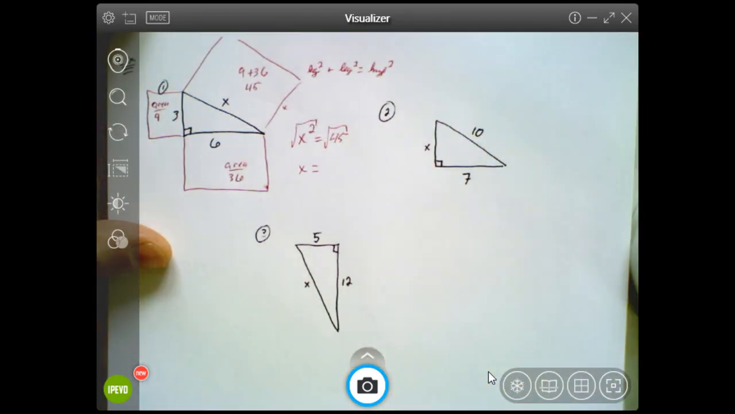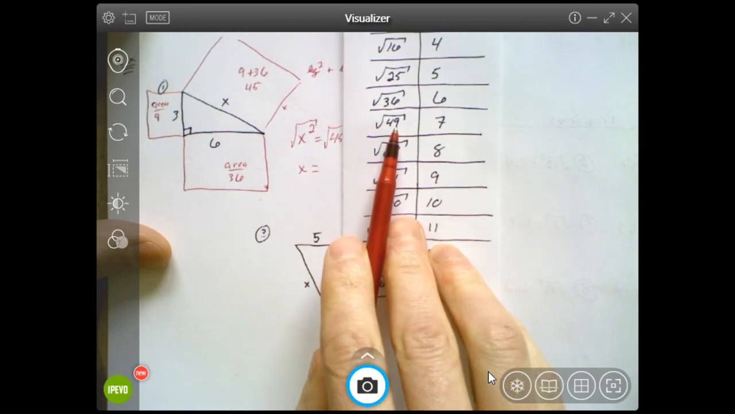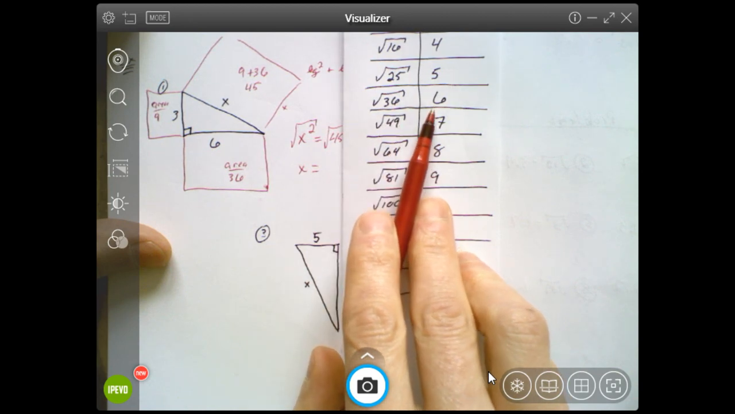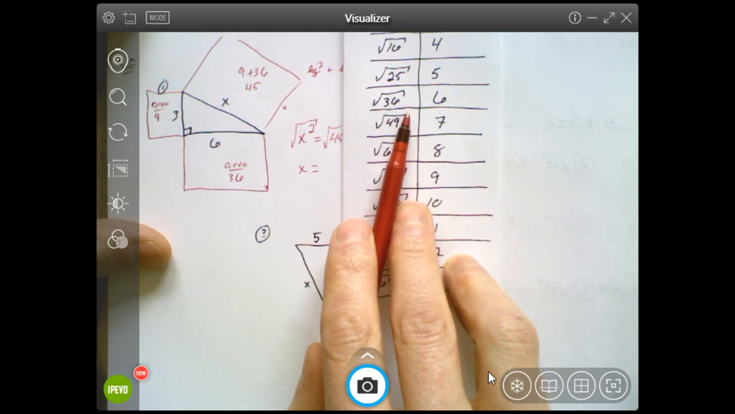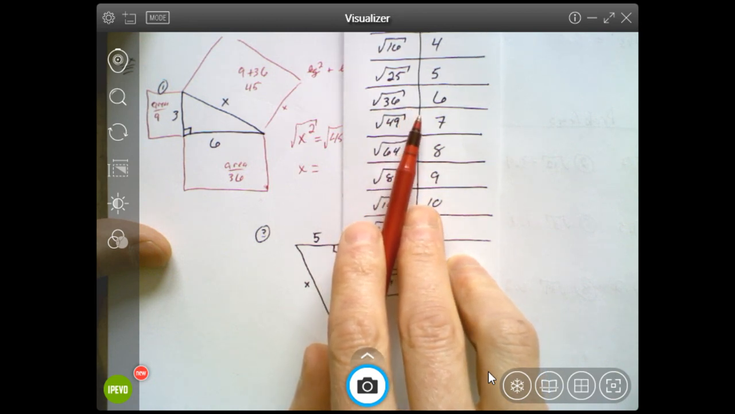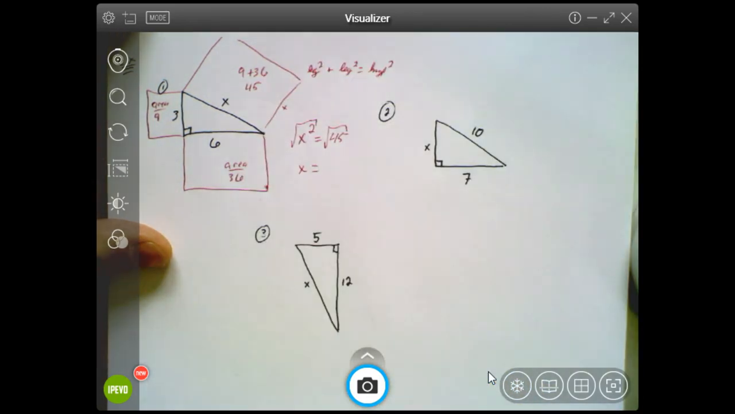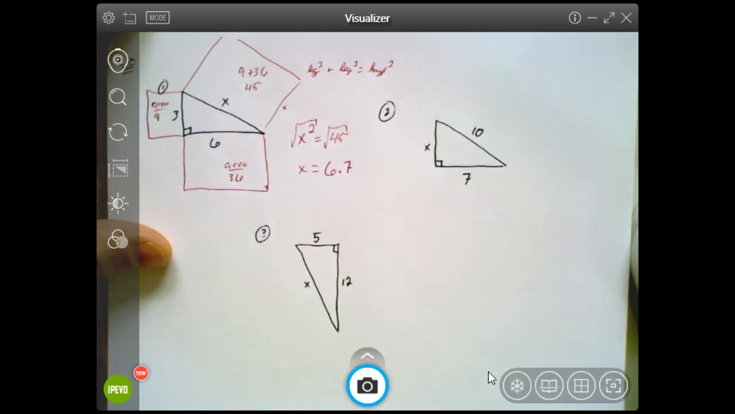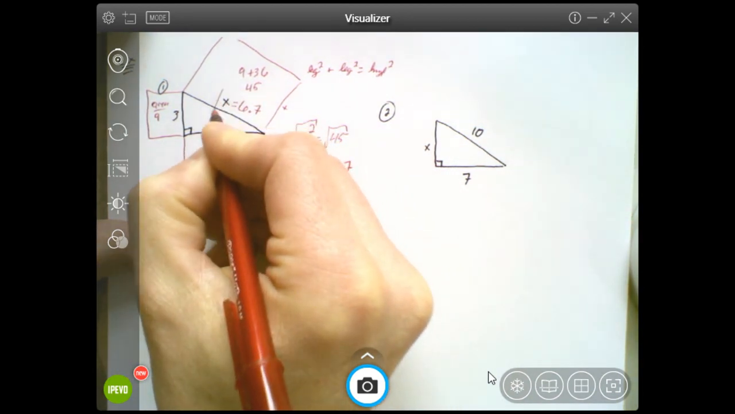And then here we're looking for the square root of 45. That's where I'm going to pull out my little sheet and look for 45. I see it's going to be less than 49, but bigger than 36. So the answer is somewhere in here, right? So again, we're just going to eyeball it. 45 looks a little closer to 49, so I'm going to go a little closer to 7. So I'm going to go 6.7. We're just guessing. So what's the missing side length here? 6.7 is my final answer there.